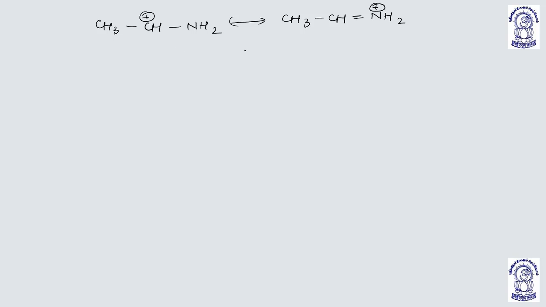these are two resonating structures. In this resonating structure, nitrogen is making three covalent bonds, having its own lone pair. In this structure, nitrogen is making four covalent bonds with positive charge. Being electronegative, nitrogen cannot accumulate positive charge, and that is why the second resonating structure is less stable in comparison to the first.